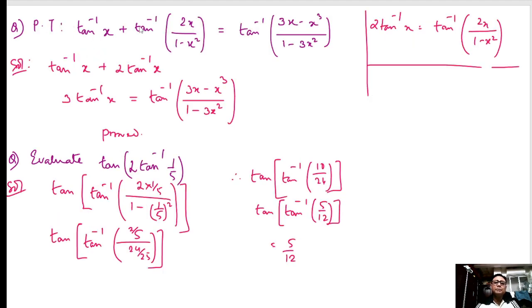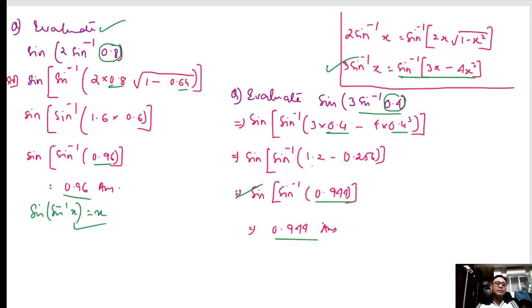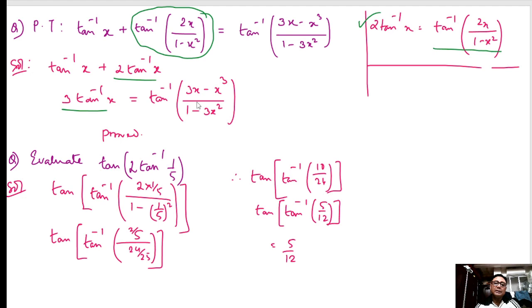Prove that tan inverse x plus tan inverse of this equal to this. Now we know 2 tan inverse x equal to tan inverse 2x by 1 minus x square. That means this is actually 2 tan inverse x. So now 1 tan inverse x and 2 tan inverse x is 3 tan inverse x, and for 3 tan inverse x, we already used this formula. So we have proved it. Please note that this is the formula for 3 tan inverse x.